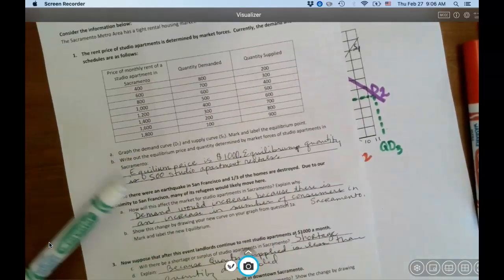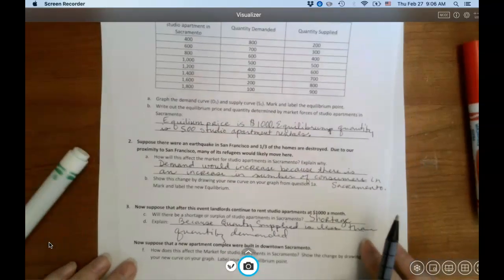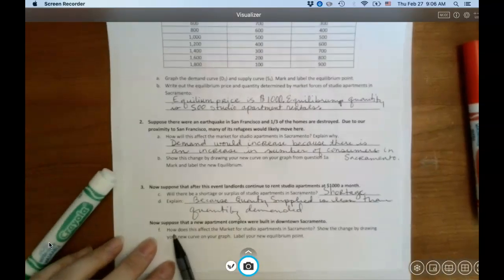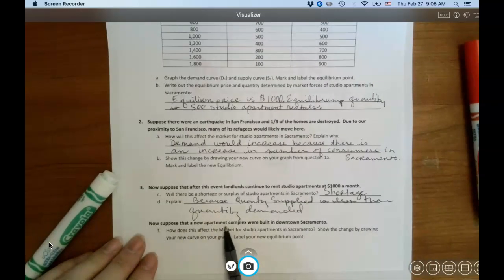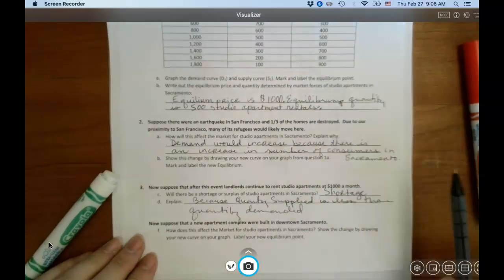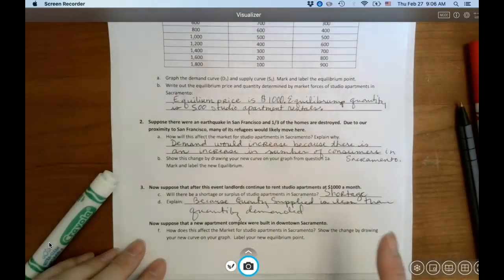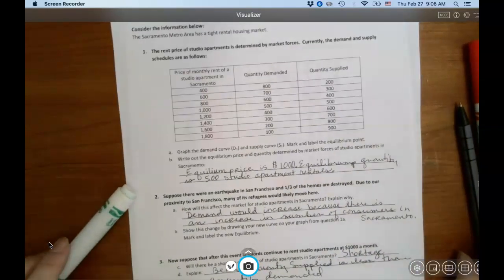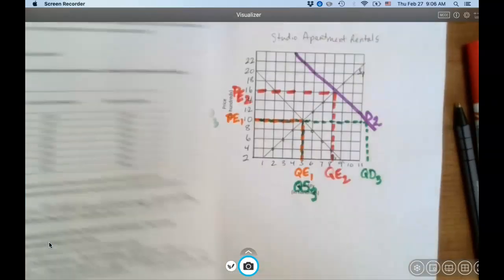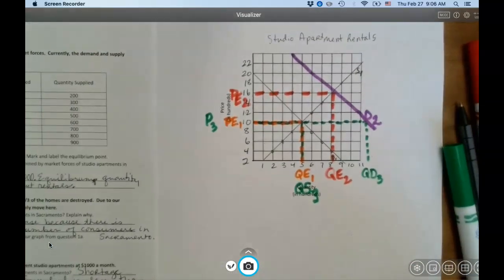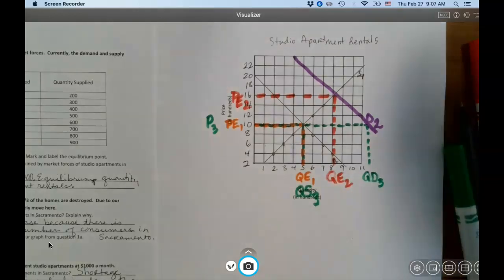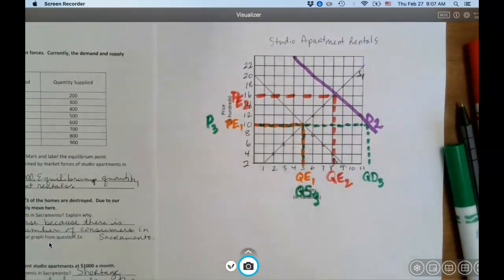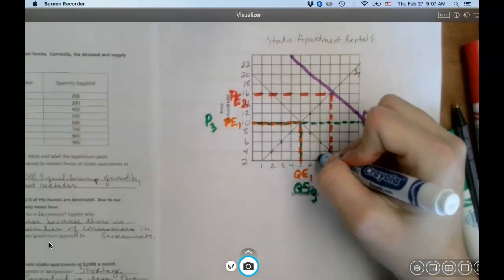Then lastly, they give me one more scenario. And now here's a new scenario. Suppose that a new apartment complex was built in downtown Sacramento. Is that a demand thing or a supply thing? Okay, and is that going to increase or decrease supply? All right, so now I'm going to draw one more curve. We now have an increase in supply because somebody has just built a new apartment complex. So here's my new supply curve.